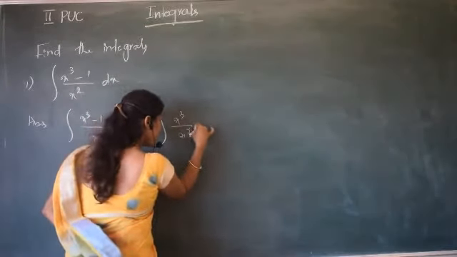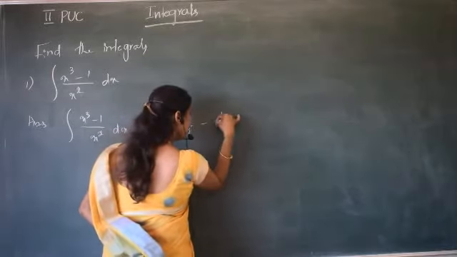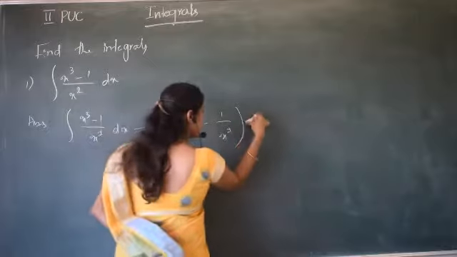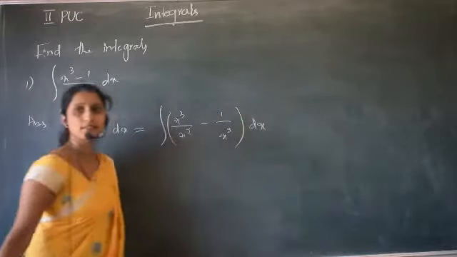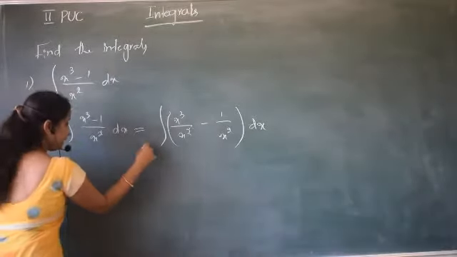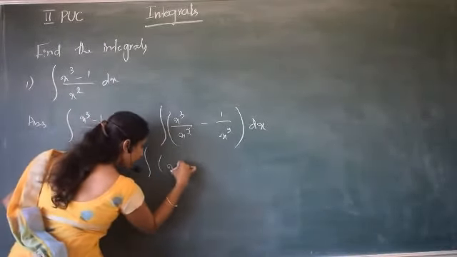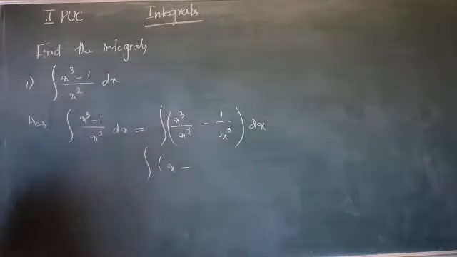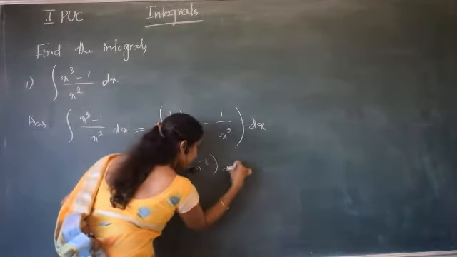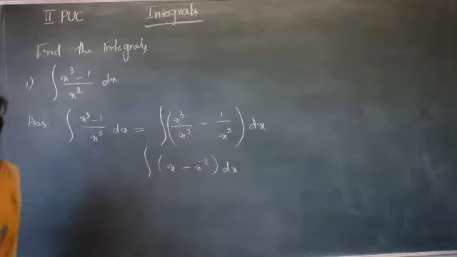minus 1 by x square, all together, into dx. Now we can simplify. This will be integral of x minus integral of x cube by x square, which is x, minus, and here it will be 1 by x square, so I can write 1 by x square as x to the power minus 2, dx.